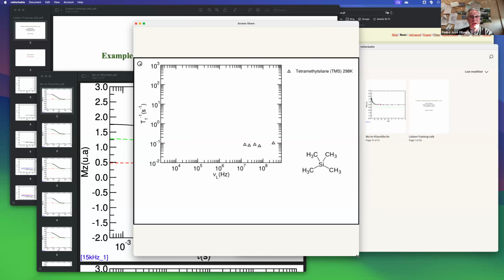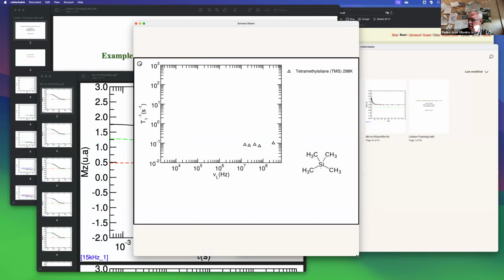I will not go into detail. So let's just see that this is a silicium atom connected with four methyl groups. So all protons in this rather spherical object are equivalent. And I'm representing the data that I told you about, this magnetization decay, how the relaxation rate depends on the frequency, so the dispersion profile.